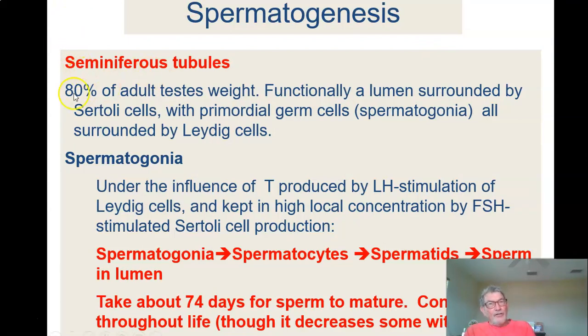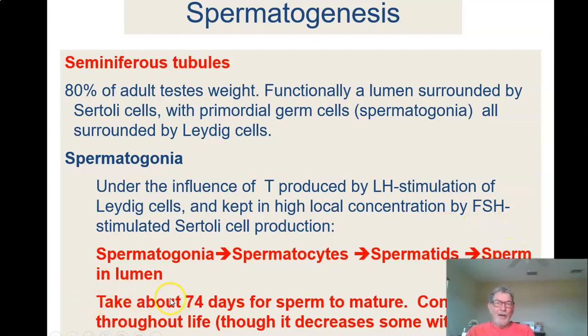Most of your testis is seminiferous tubules. You make a lot of sperm. Okay? Stimulation by LH, Leydig cells. The FSH is stimulating the migration from being a spermatogonia, spermatocyte, spermatid, and then released as sperm into the lumen. You don't need to know those steps. Just know the Sertoli cells are stimulating and supporting this process of becoming sperm.